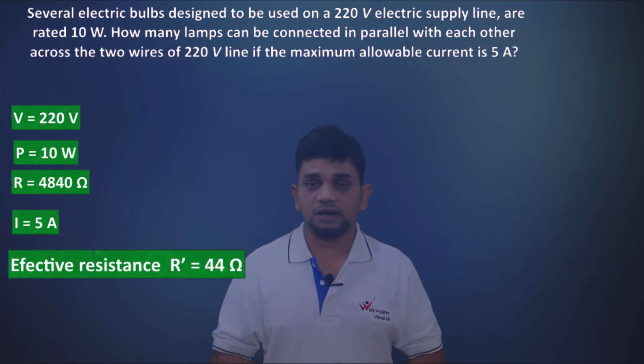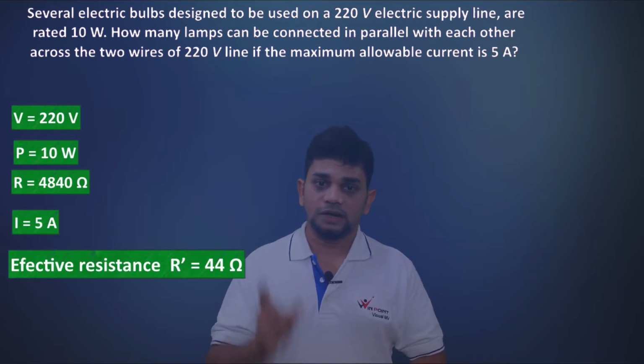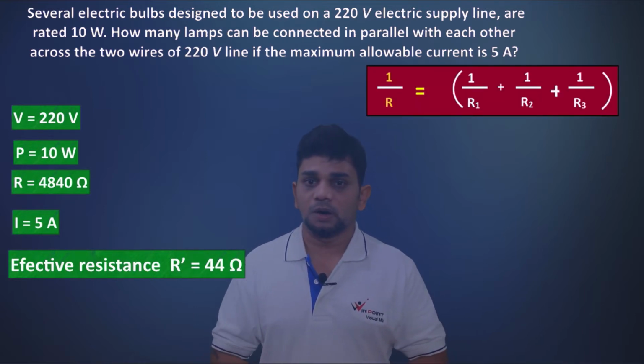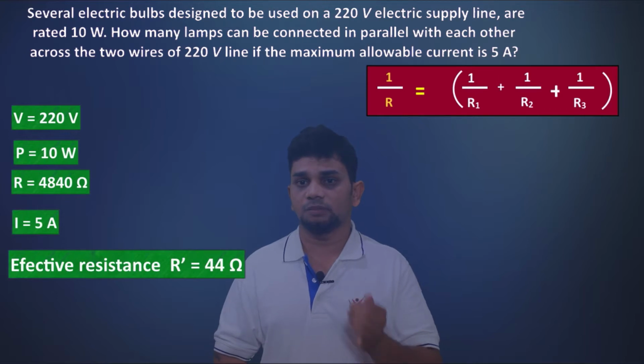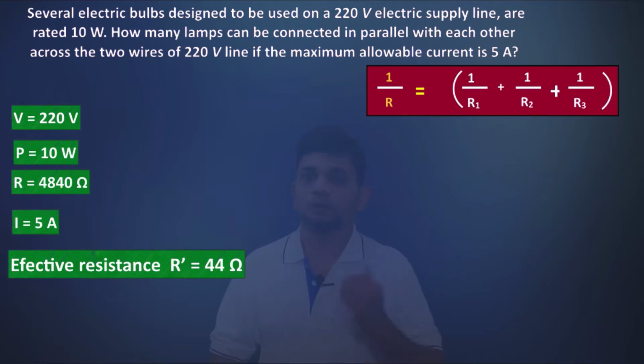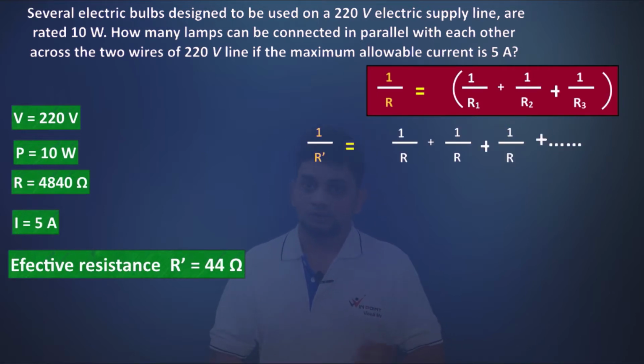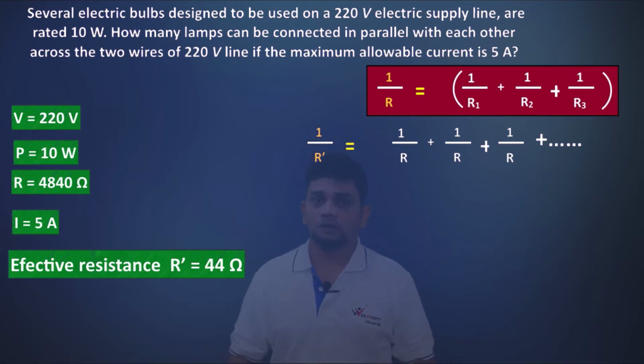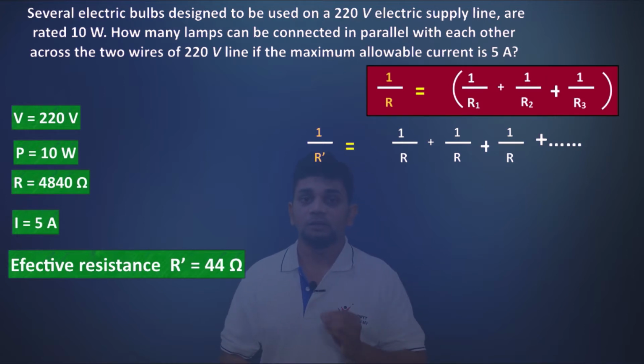It is parallel connection. We are going to find the value of resistors using the equation 1 by R equal to 1 by R1 plus 1 by R2 plus 1 by R3. We don't know the number of resistors. How many resistors we have, that we don't know. Then it will be 1 by R dash equal to 1 by R plus 1 by R plus 1 by R plus etc. Why are we using R? We are not using R1, R2, R3 because the resistors are the same. The value of resistance is the same. We can use 1 by R plus 1 by R plus 1 by R plus etc.